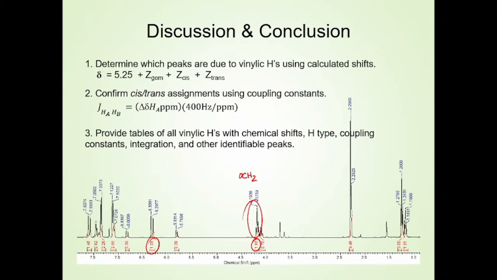3 neighbors, so it's bonded to a methyl group. So we know that this is bonded to a CH3. And in fact, if we come down here, we can see we have integration of 3, and it is a triplet. Integration tells us it's CH3. Triplet tells us that it is bonded to something with 2 neighbors.